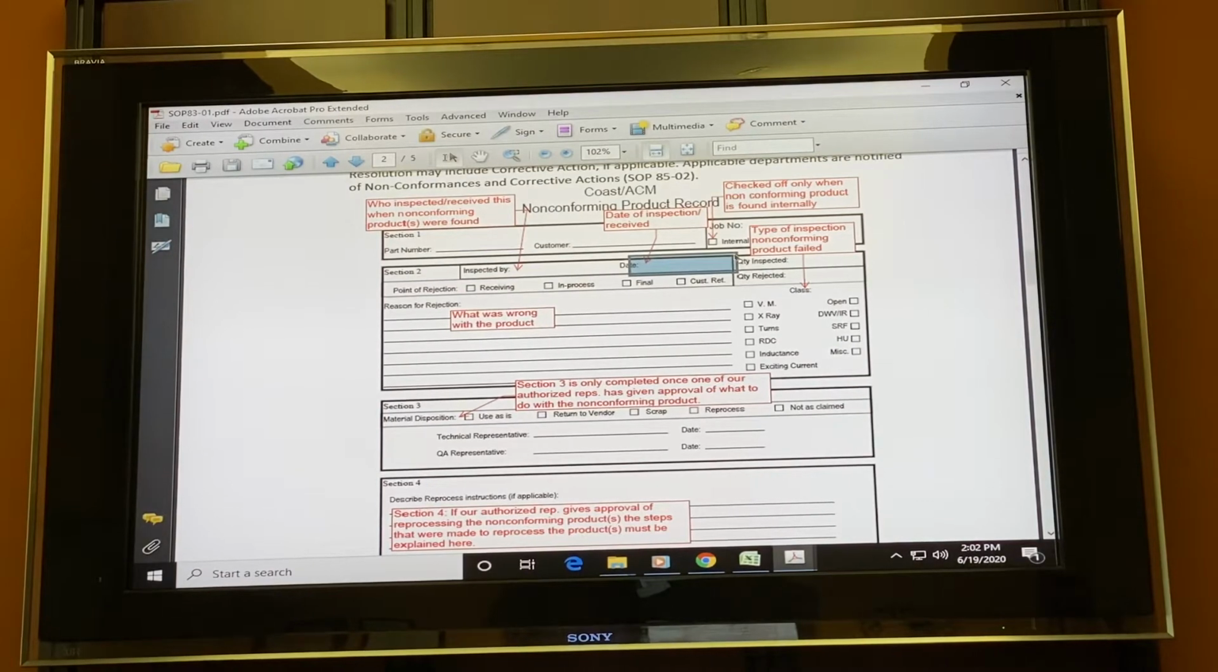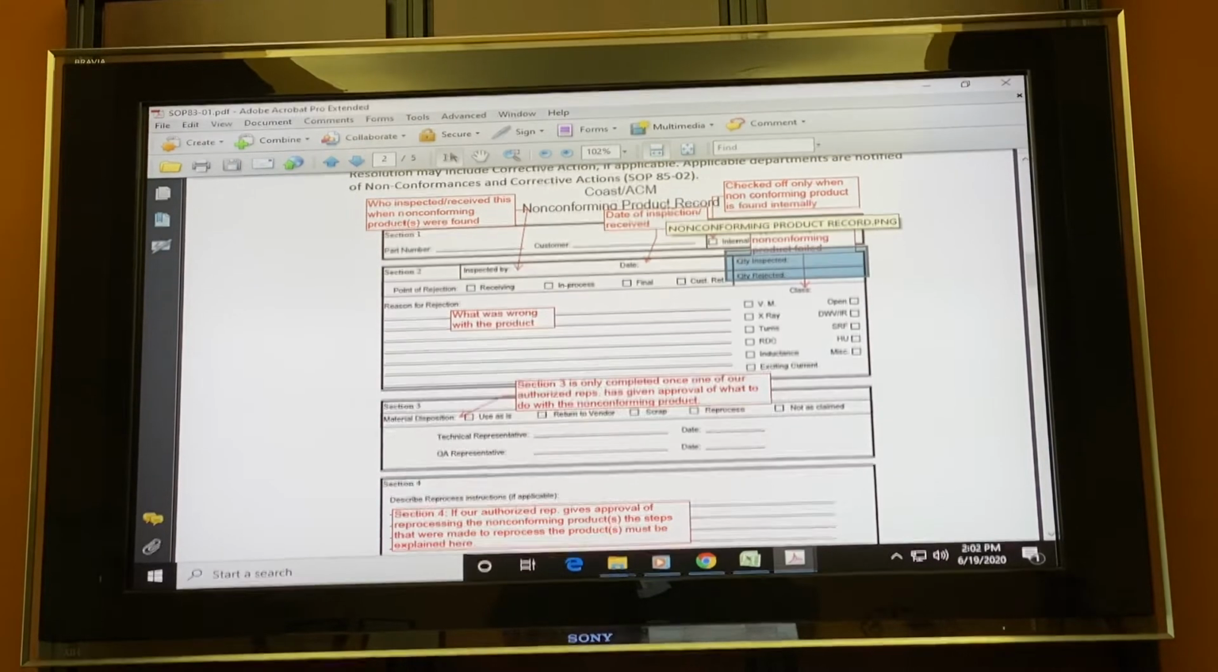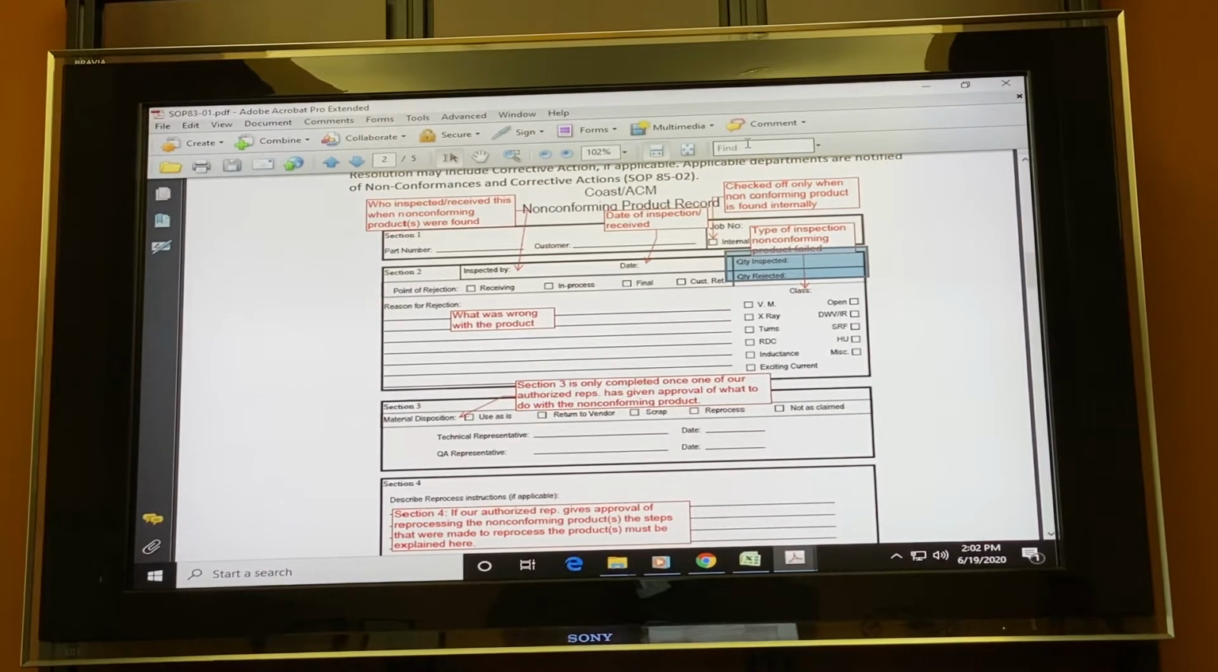And then you put the quantity inspected. However many it says were inspected on the report, which is usually the whole lot. So let's say the lot was for 100, we sent over 100 to be x-rayed, then you put quantity inspected 100. The quantity rejected would be however many failed x-ray. So then you put how many failed. Let's say, for example, only 5 failed. So then you put it there.